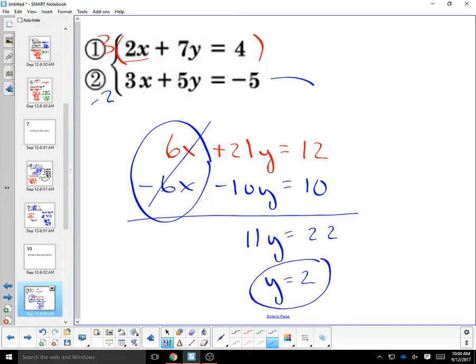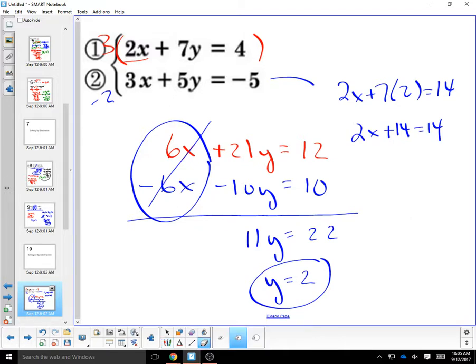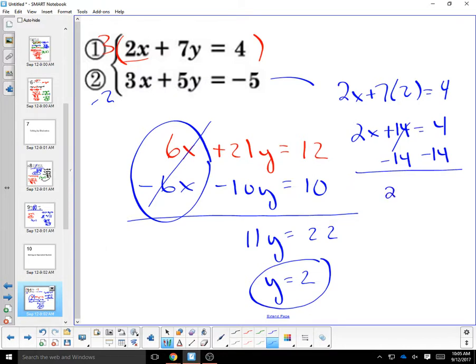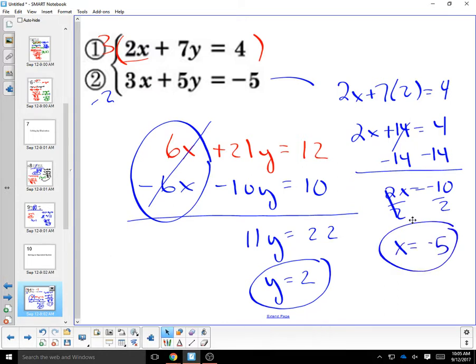How do I get x? Go up to the top and pick an easy one. 2x plus 7 times 2 is 14. 2x plus 14 is 14. Oh, just kidding. Sorry, it's 4. Take 14 away, that means I've got negative 10. Divide by 2. x is negative 5. Therefore, my solution is negative 5, comma 2. How do you like them apples?